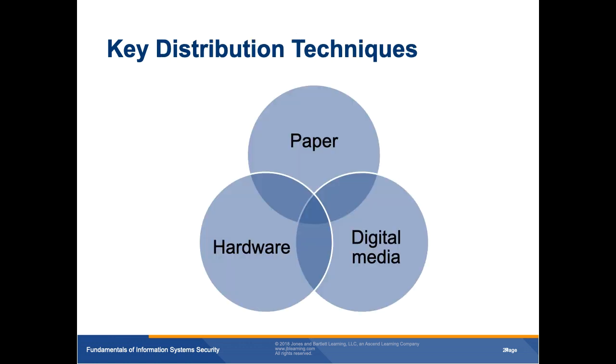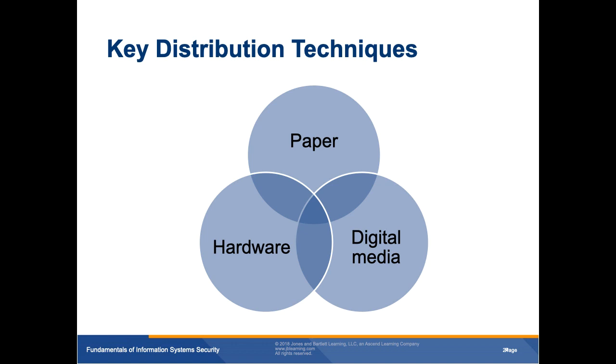Key distribution techniques: paper, hardware, digital media. So paper distribution requires no technology to use. However, it does require a person to do something to install the key. This human role can introduce errors or give a disgruntled person a chance to compromise the system.